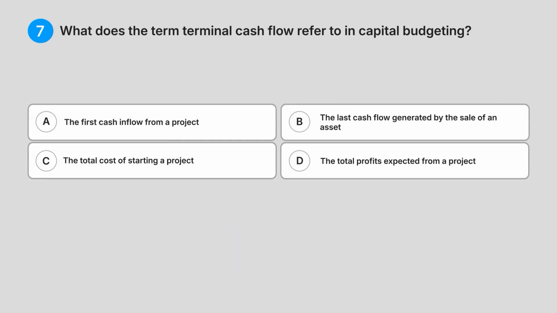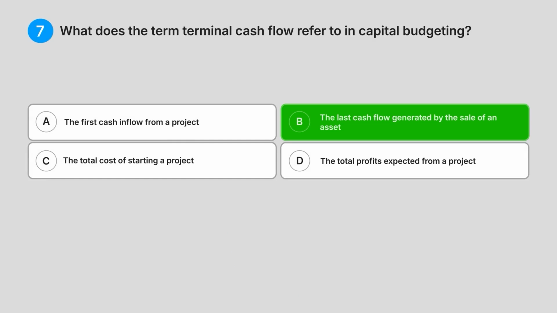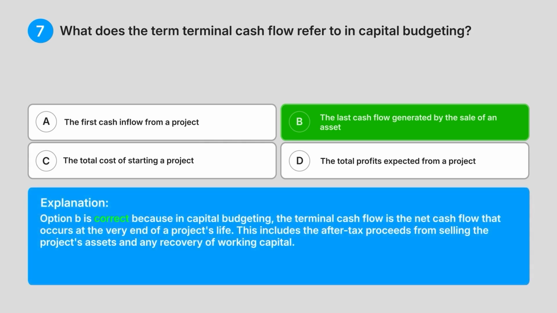Correct answer. B. The last cash flow generated by the sale of an asset. Explanation. Option B is correct because in capital budgeting, the terminal cash flow is the net cash flow that occurs at the very end of a project's life. This includes the after-tax proceeds from selling the project's assets and any recovery of working capital.